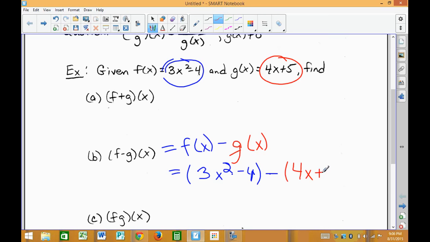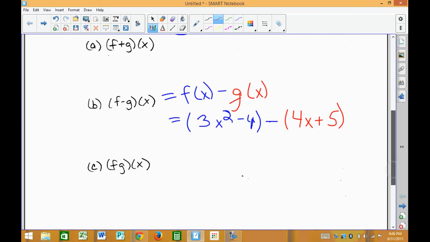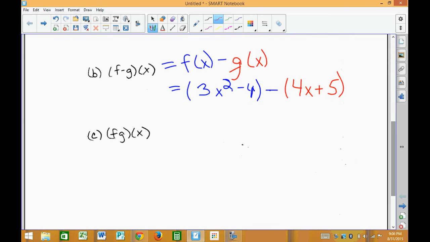4x plus 5. So in the last example, when we added, we had to distribute the addition. Same will be here. The first set of parentheses, there's nothing to distribute, so we simply have 3x squared minus 4. But here we have a minus sign, and that minus sign needs to be distributed. It means it needs to be put to everything inside of the parentheses. So we have minus 4x minus 5.